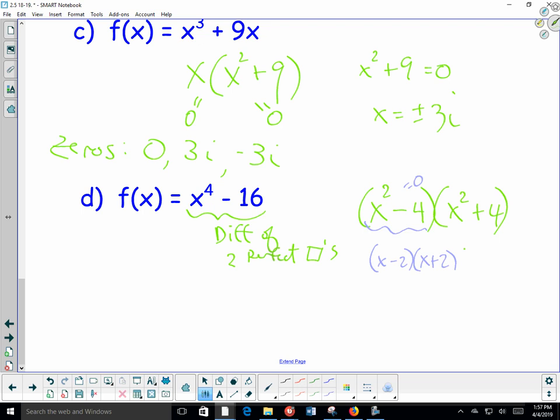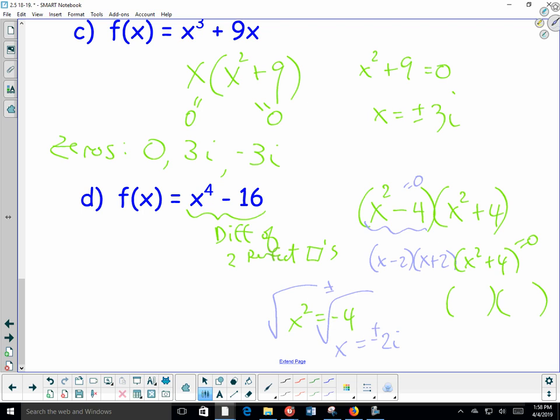Can we factor x squared plus 4? The answer would be no if you're locked into the real number system. Jenna is not locked into the real number system. Jenna, how are you going to factor this? You're going to set x squared plus 4 equal to 0, subtract 4 from both sides to get x squared equals negative 4, and then take the square root of both sides. Then x equals 2i and negative 2i, because we need the plus or minus.